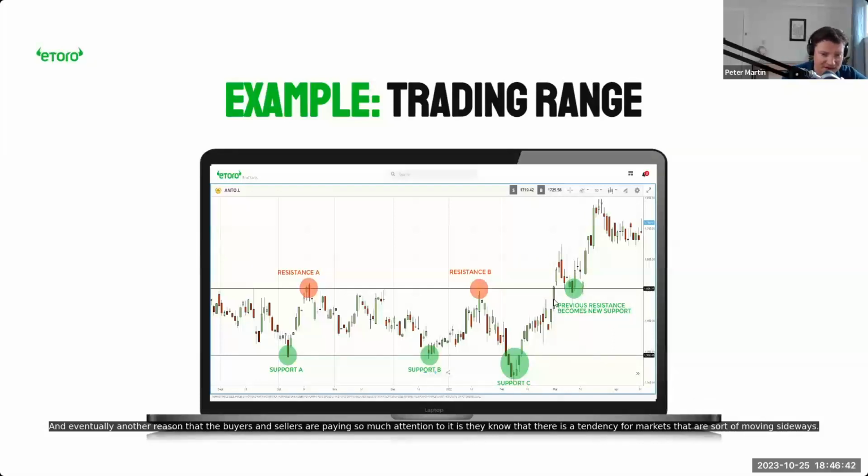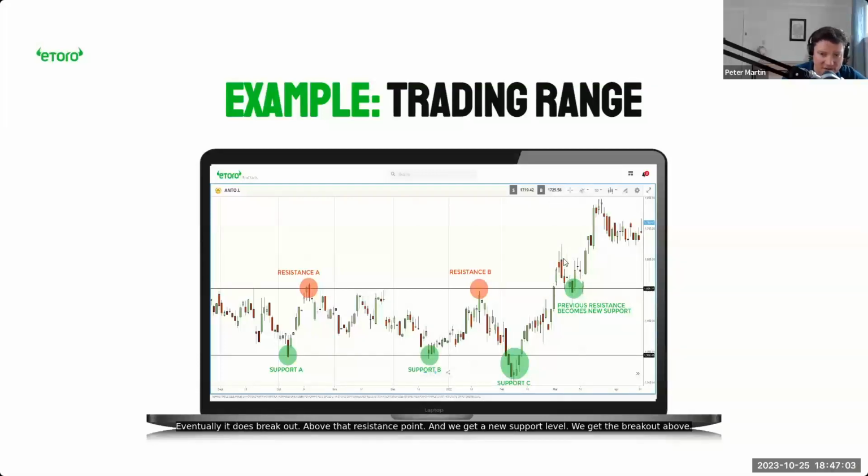there is a tendency for markets that are sort of moving sideways. Eventually, they're going to start picking up some direction. So people are always there when it gets to the resistance support levels. You start to see people trying to flex their muscles. Eventually, it does break out above that resistance point, and we get a new support level.